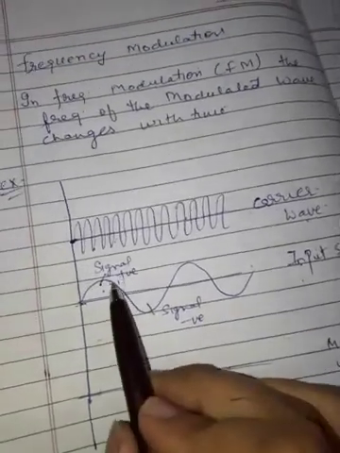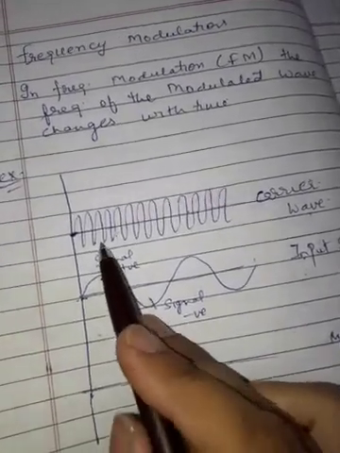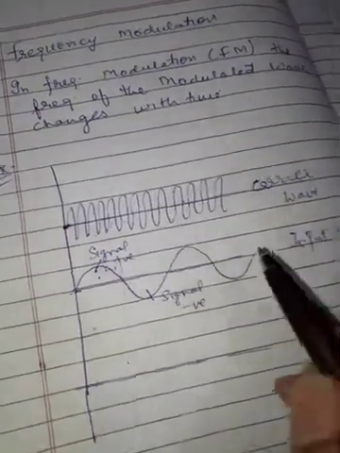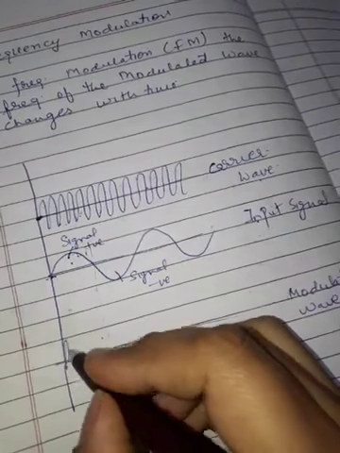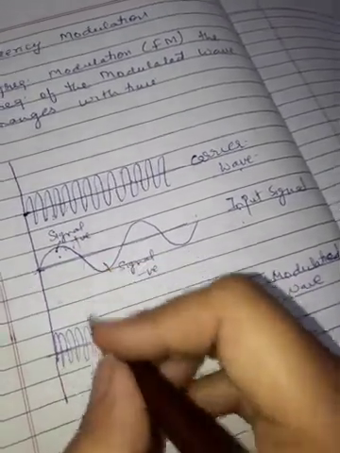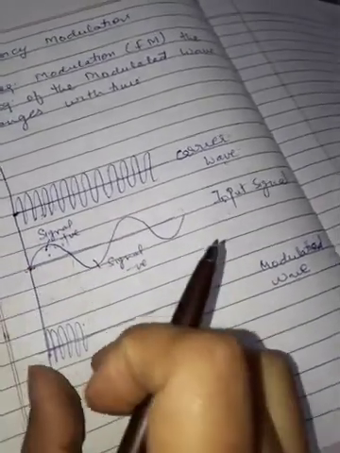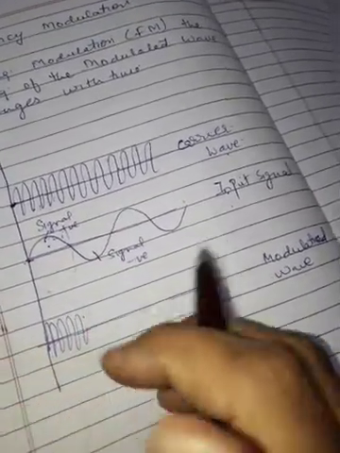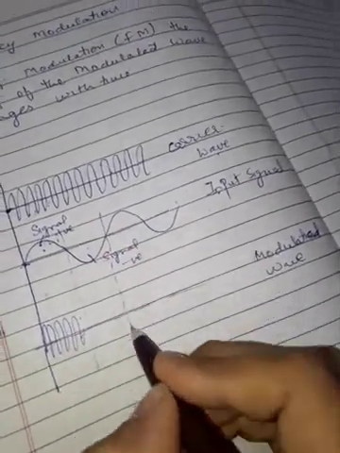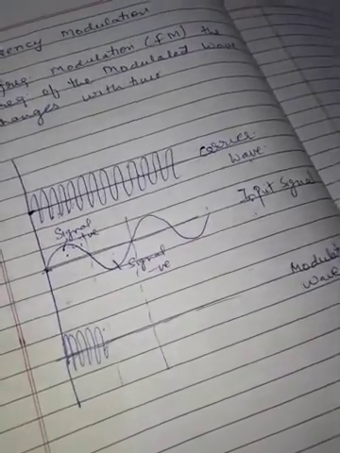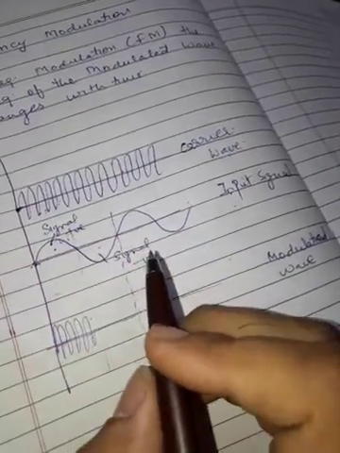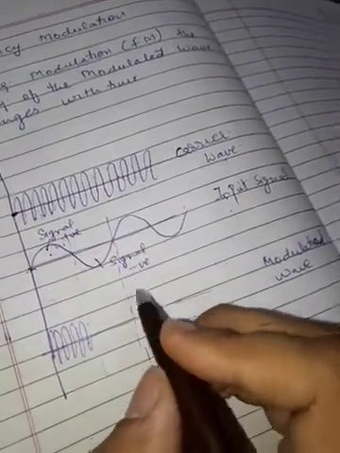When the input signal is positive, the frequency of this modulated wave is increased. So here the frequency will be very high. The waves will come close together, that's why it is increasing. Where the input signal is negative, the modulated wave, what will happen? The frequency of the modulated wave becomes less.